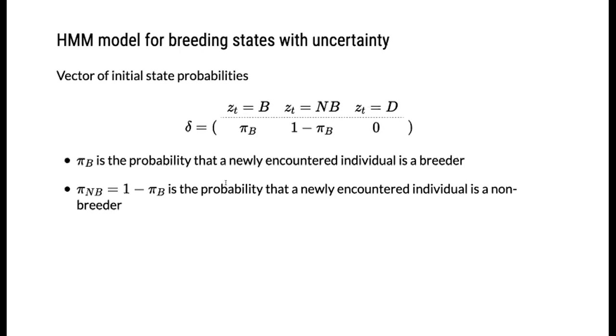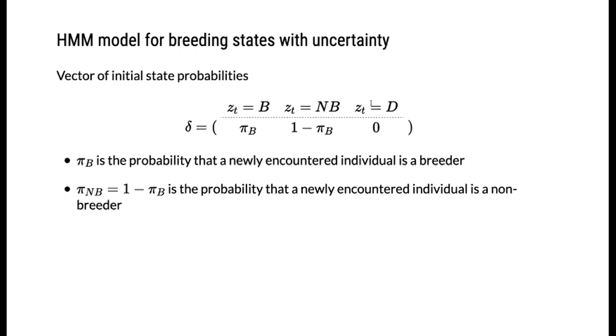So this is the main difference with previous models, multi-state capture-recapture models, and also single-state models like the Cormack-Jolly-Seber models. In the previous models, we knew these probabilities: at first capture, you were in one state or the other, for sure. Here, we have to estimate the proportion of individuals in each state, and we don't know it before actually fitting the model.